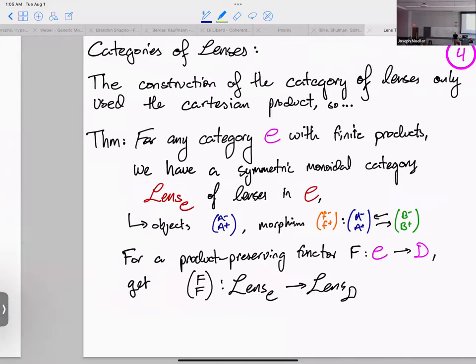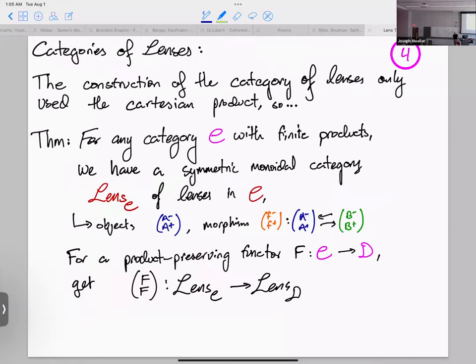Okay, so one point to make here is that the construction of lenses and all these things we did only used a Cartesian structure. So I was working with sets and functions, but secretly I could have been working with any category with finite products, because all I used was that I had the Cartesian product and I could take duplicates, I could take copies, I could take deletes, and I could move the boxes through the copies.